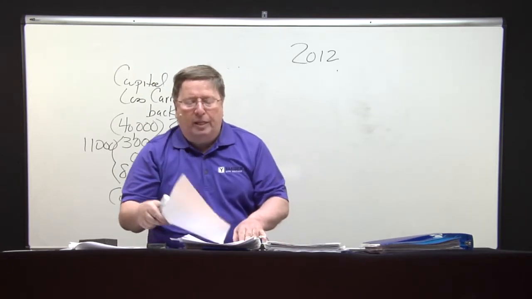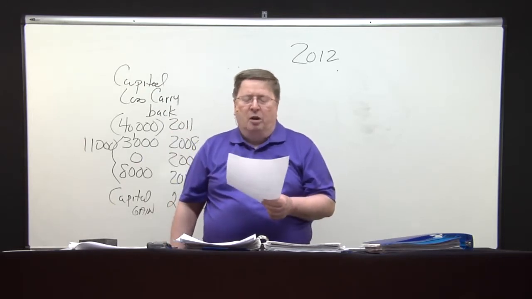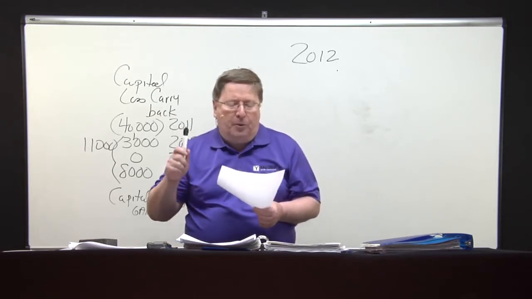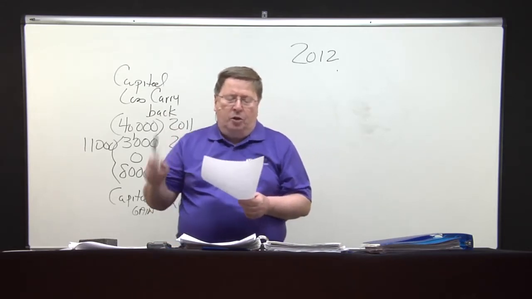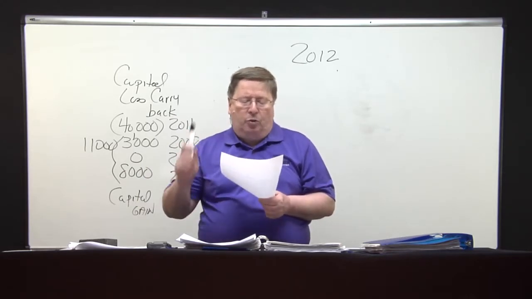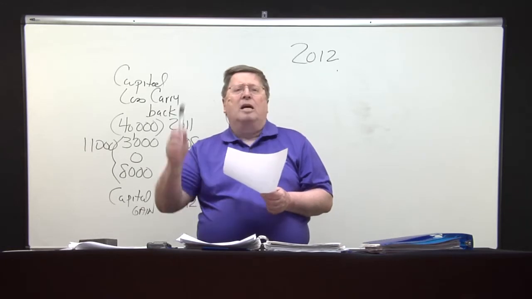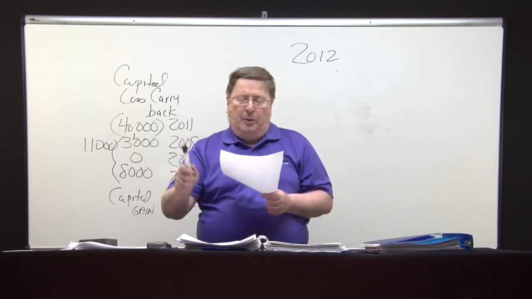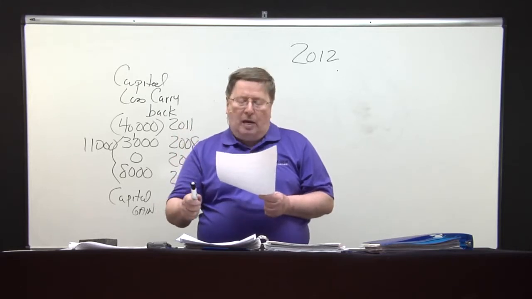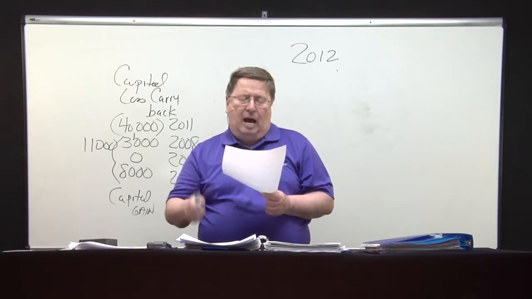Now, let's read the question here. Gray has taxable income of $100,000 before any capital gains for 2012. Here is a history of the corporate capital gain transactions. In 2007, they have a capital gain of 10. 2008, capital gain of 3. 2009, 0. In 2010, they have an $8,000 capital gain. In 2011, a $40,000 capital loss. And 2012, once again, a capital gain of $20,000.